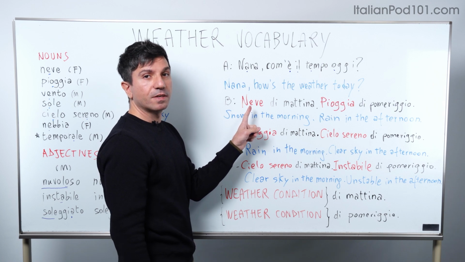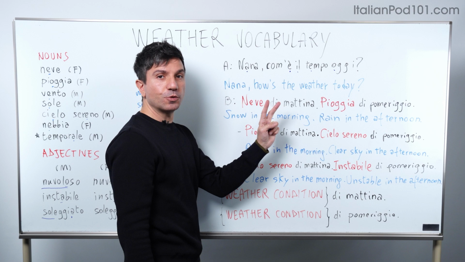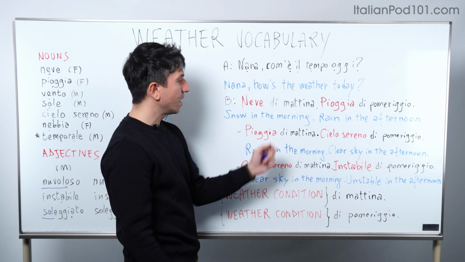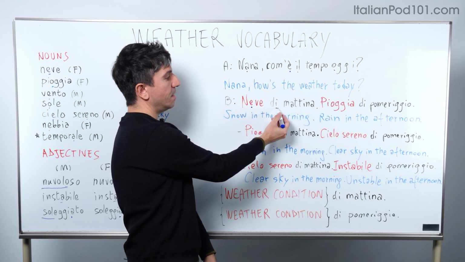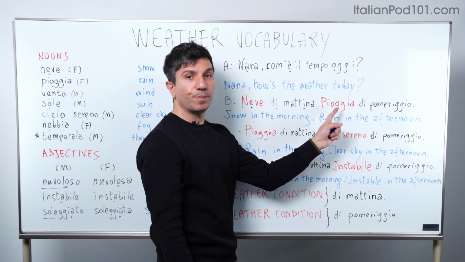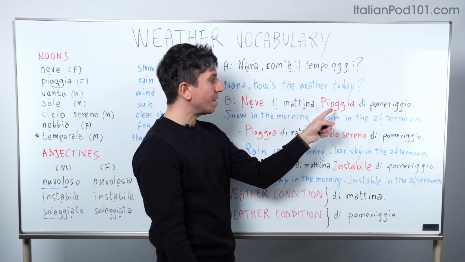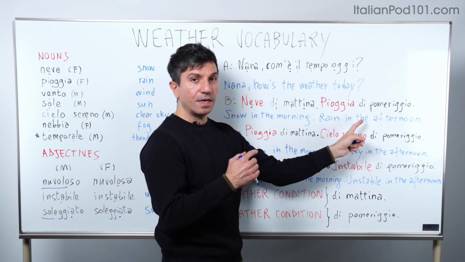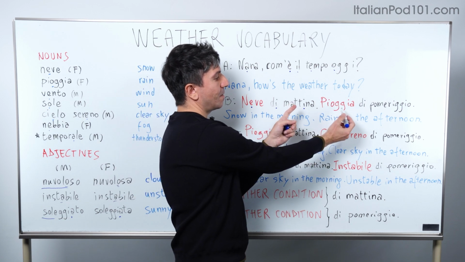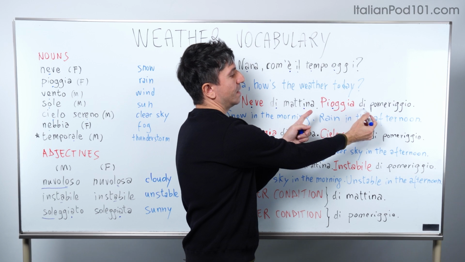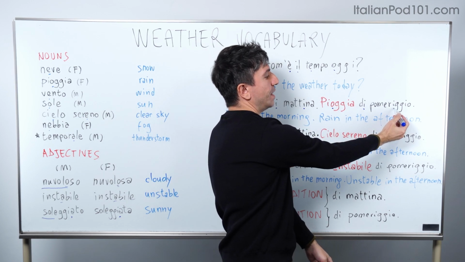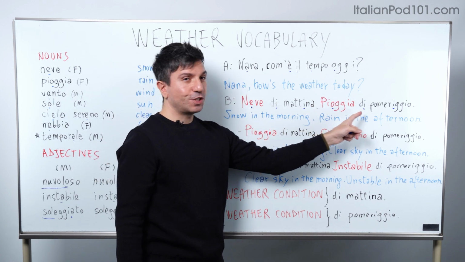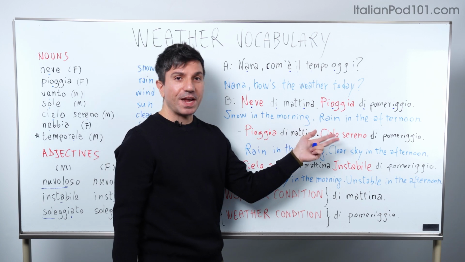The first word, neve, snow. Di mattina, two words. That means in the morning. In English, three words, in Italian, two words. The accent is here. Neve di mattina. Then, pioggia di pomeriggio. You remember, pioggia is rain. Di pomeriggio, in Italian two words, means in the afternoon. In English, three words. The accent is on pioggia, and on di pomeriggio, on the first I. One more time. Neve di mattina, pioggia di pomeriggio. Snow in the morning, rain in the afternoon.